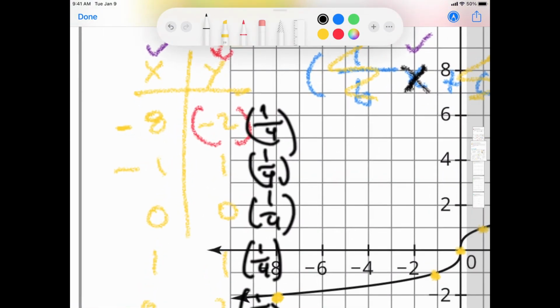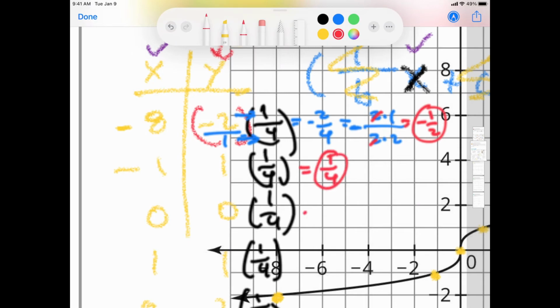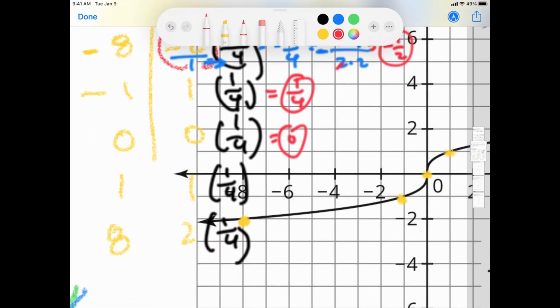So remember, negative 2 is a fraction, and you just multiply across. So negative 2 times 1 is negative 2. 1 times 4 is 4, so you get negative 2/4. And that is essentially negative 1/2. And 1/4 times 1 is just 1/4. Anything times 0 is 0. 1/4. And we already did above 1/2.